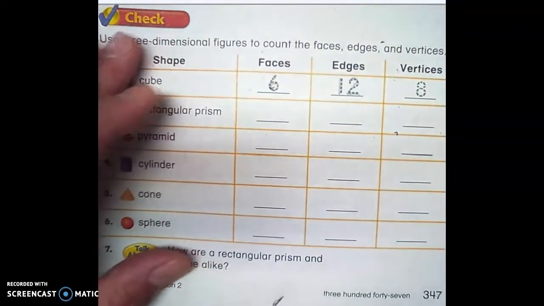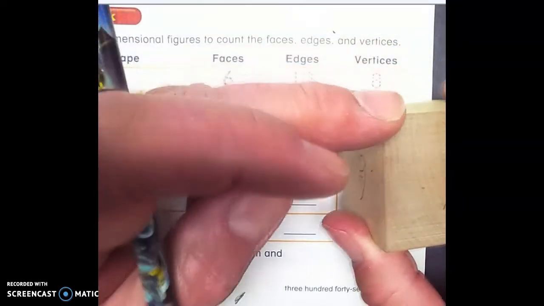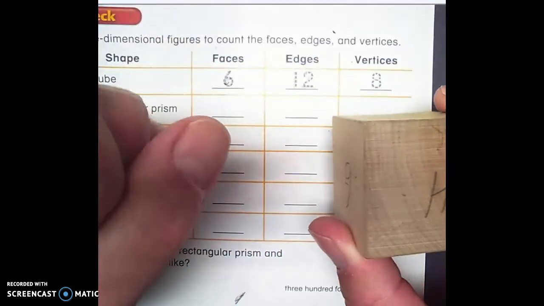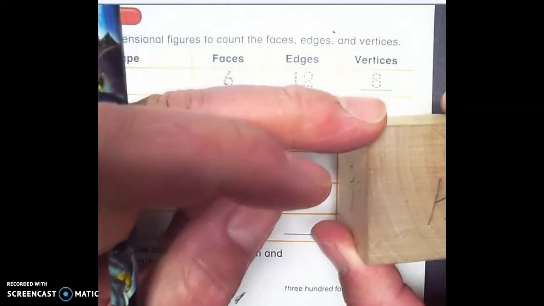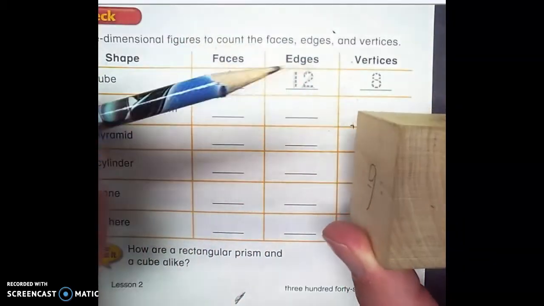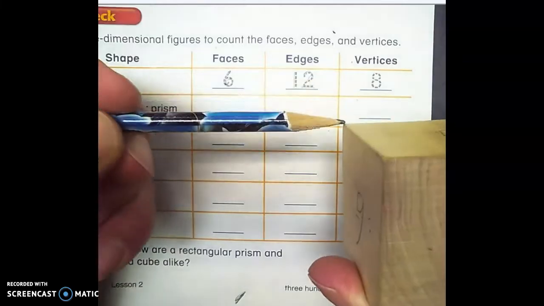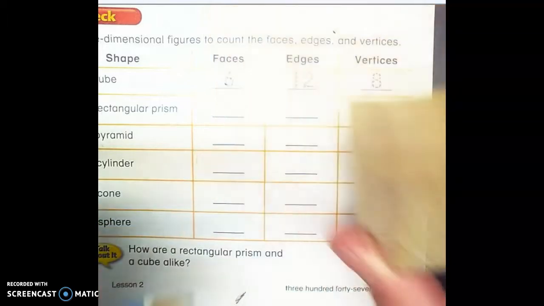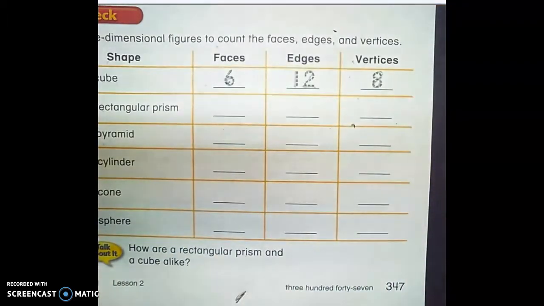Now we're going to go to the vertices. And again, the vertices are basically the corners, the places that you don't want to hit your knee on if you're walking. Think of when you're at home and you hit your knee or your shin on a corner of a table. That's the vertice, basically, on a three-dimensional figure. So let's count the vertices. We've got 1, 2, 3, 4, 5, 6, 7, 8. Okay, so we've got 8 vertices on this cube.